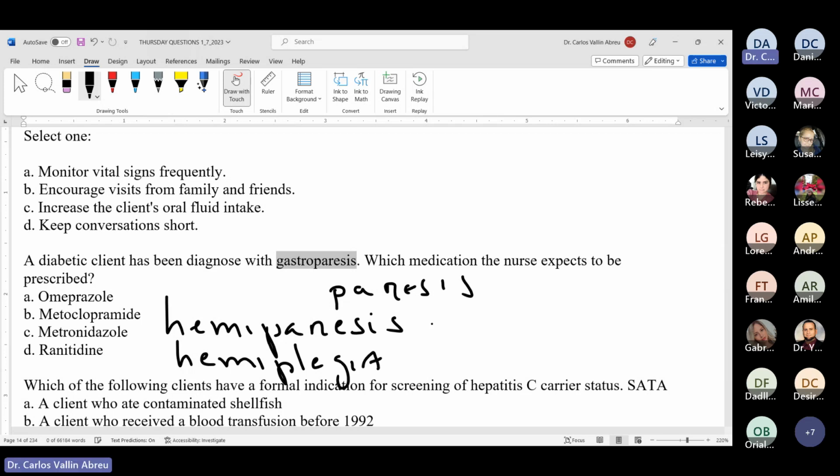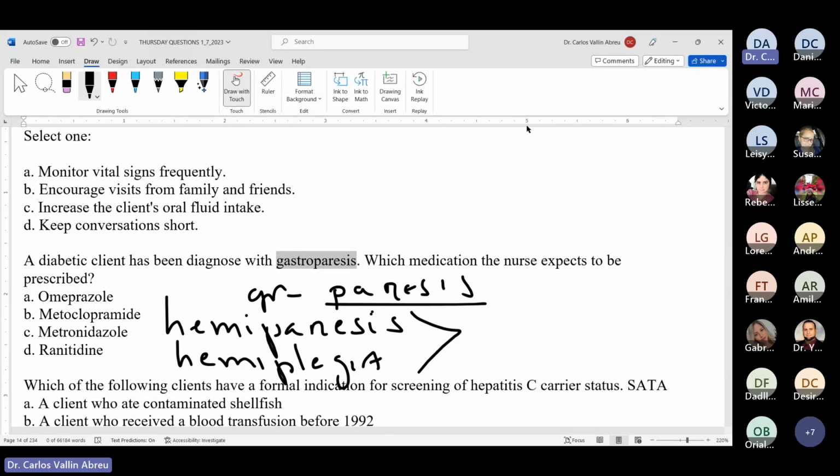You know that after a stroke, you can have half your body weak or paralyzed. If it is weak, it's hemiparesis. If it is paralyzed, it is hemiplegia. So you need to know this terminology. Okay, gastro is stomach. Paresis is weakness. A weak stomach.